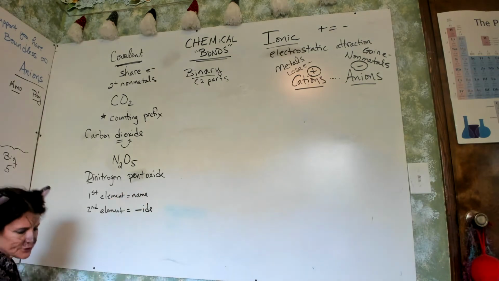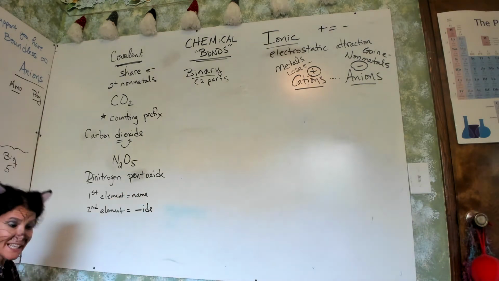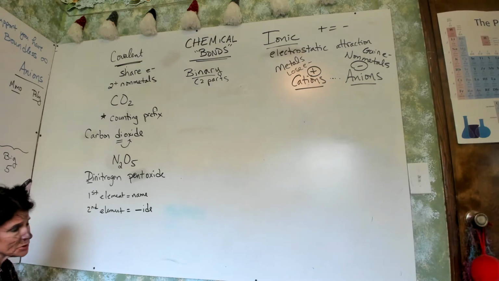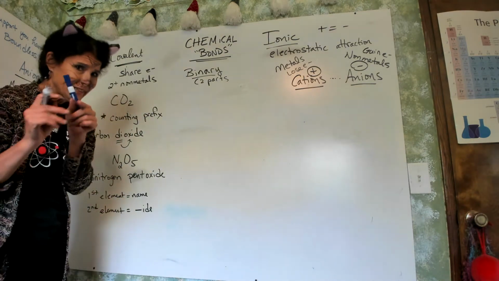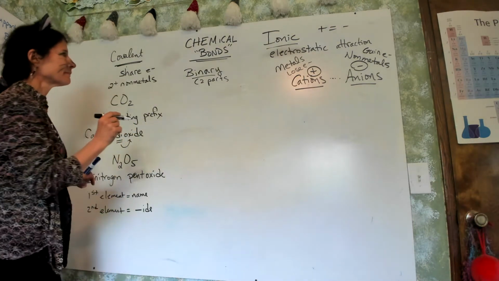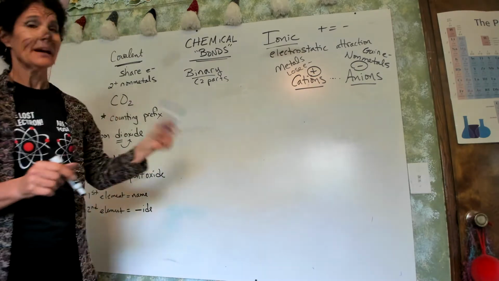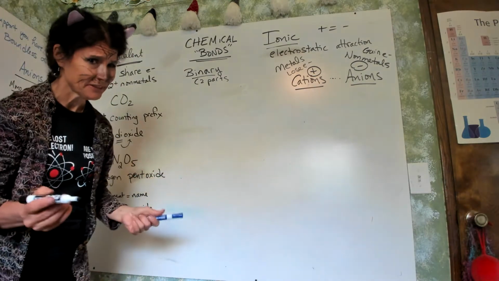If you have 2 vowels in a row, some people will write pentaoxide and some people drop the A. You're supposed to drop the A. I really don't care. All right, that's covalent in a nutshell. Make a little note, we'll come back to that. Now we're going to focus on ionic, probably for a half hour.